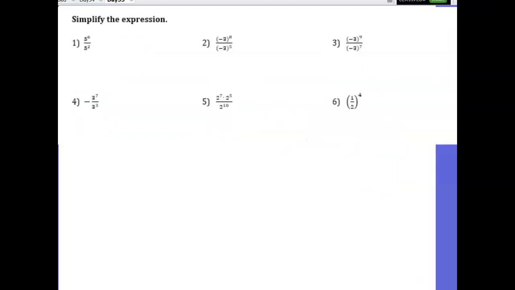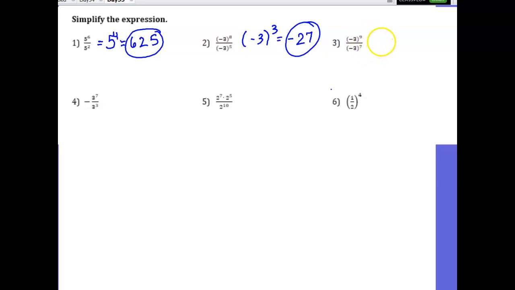But if it's just numbers, I want you to get an answer. So I'll do some of them together. 5 to the 4th would give you 625. This would be a -3 cubed, which would be a -27. Then we've got 9 minus 7 is 2, so -3 squared, we get 9. Notice for number 4, the negative is out front. The base here is 3, so the negative stays out front, kind of like a -1, and then we'd have 3 to the 4th power. So you'd evaluate 3 to the 4th, and you would get 81, and then take the negative of it, so it's -81.